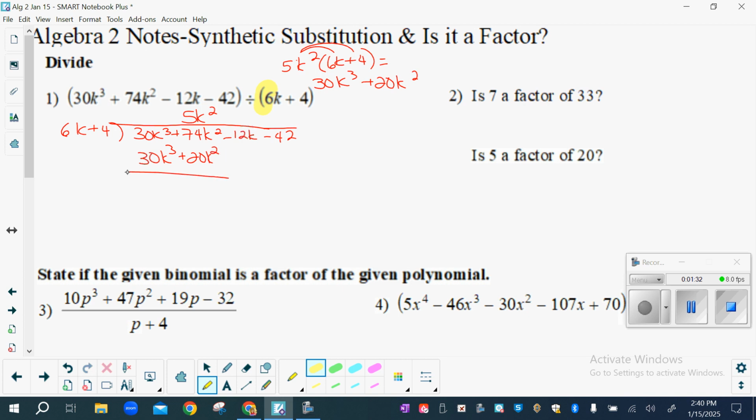What do we do next? And then we have to switch our signs. So this becomes negative, and this one also becomes negative. So these cancel, and we get 54k squared.